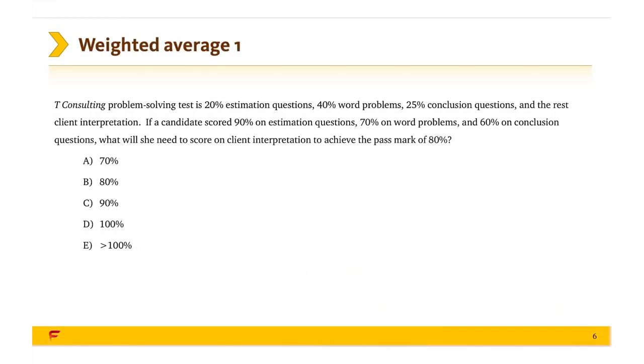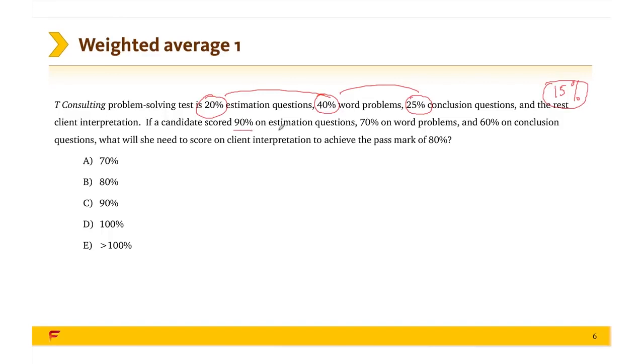Weighted average. So that might be a bit of a bigger problem compared to the previous one, of course, but you'll soon realize that that's just a simple equation that we're gonna build here. So we see the weights: 20% of estimation questions, 40% word problems, conclusion questions, and the rest client interpretation. So what's gonna be the rest is, this is 60, this is 85, so the rest is just 15%.